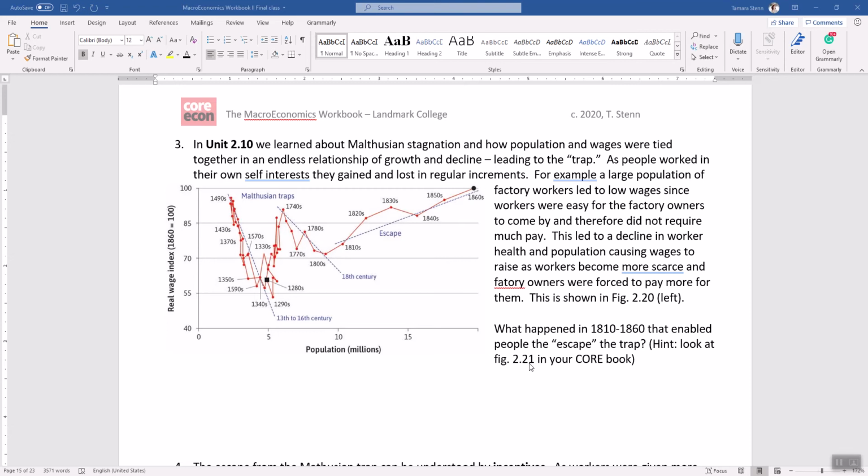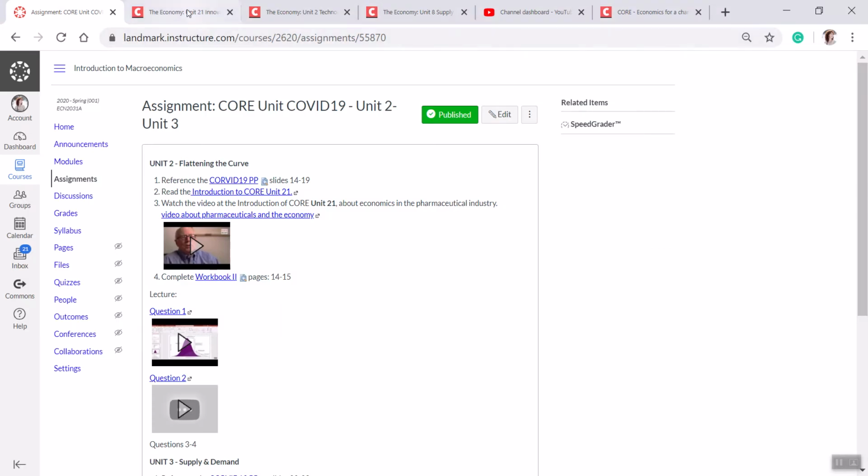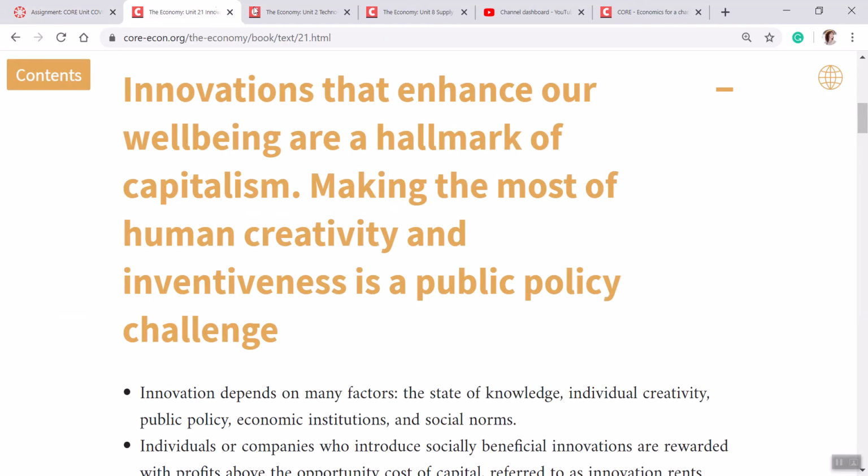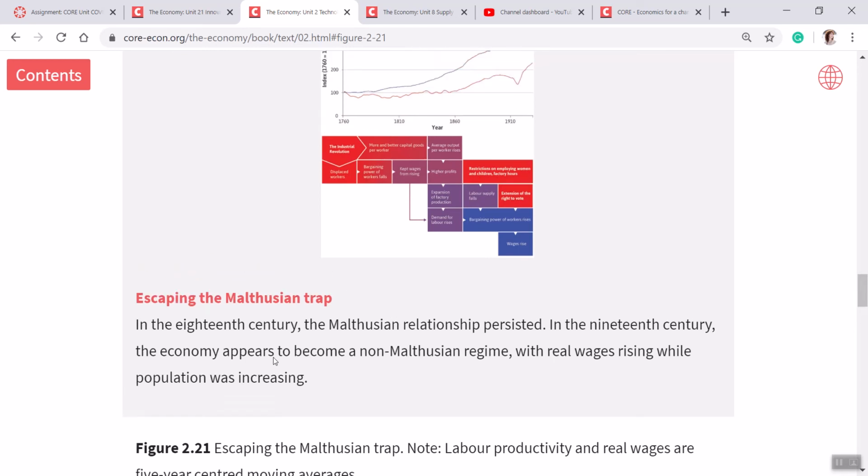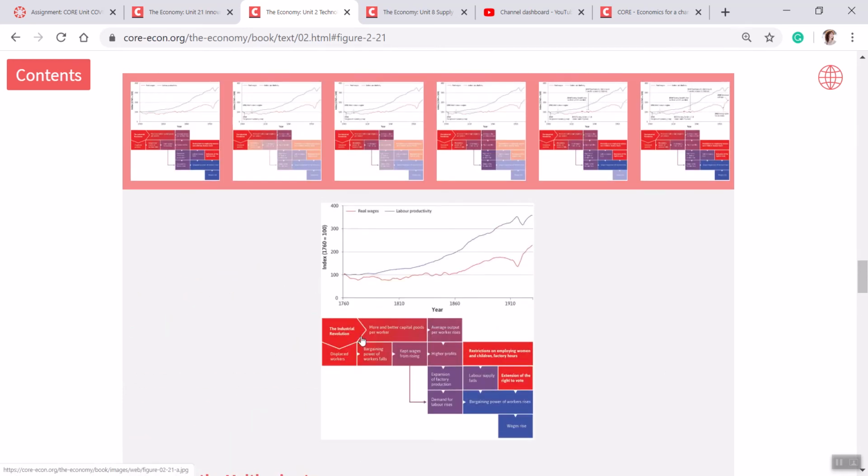So here's a little clue. Go back to figure 2.21 in your book. And if we do that, let's find it. Here it is, 2.21. Here we are escaping the Malthusian trap. Okay, if you remembered, what we needed to have happen here was that shift. Okay, and so we went from the Industrial Revolution. We're having these up and down times. Things were kind of stagnant.